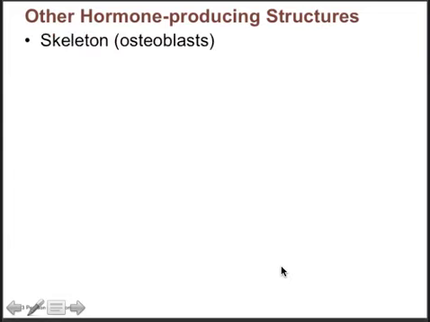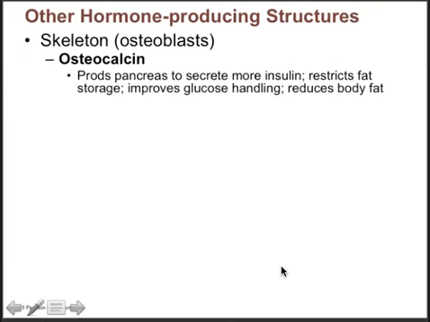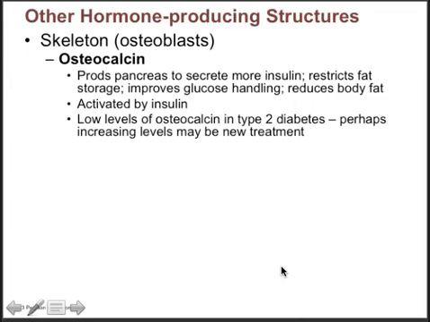The skeleton produces osteocalcin, which prods the pancreas to secrete more insulin. This restricts fat storage. It improves glucose handling, reduces total body fat. It's activated by insulin. Low levels of osteocalcin result in type 2 diabetes. Perhaps by increasing the levels, there may be a treatment for this particular blood glucose condition.